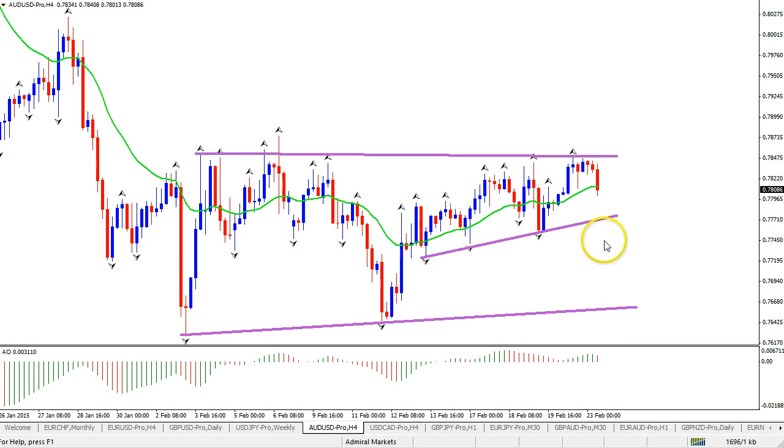So in my opinion, a break of these support lines could be very interesting trade setups for shorts. That's what I'll definitely be keeping an eye on during this trading week.